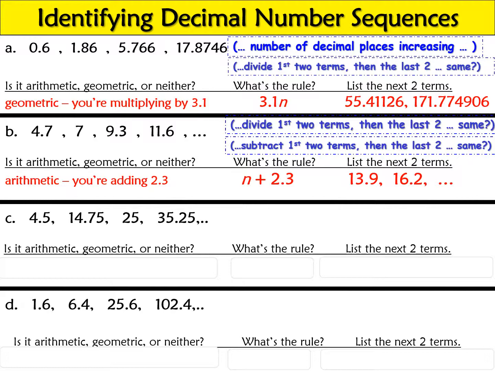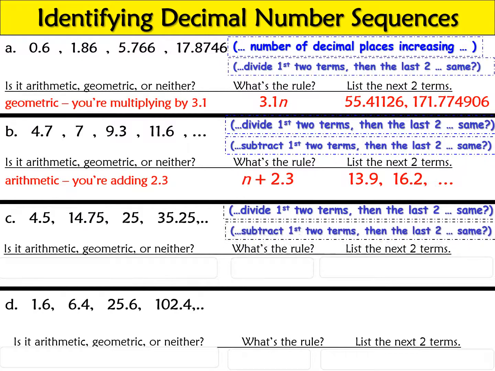All right, let's take a look at example C. First things first, let's test to see if this is a geometric sequence. So if it's multiplication moving forward, it must be division going backwards. So we're going to divide 14.75 by 4.5, and then take 35.25 and divide it by 25. I don't know what those two quotients are, but I know they're not the same, so it's not a geometric sequence.